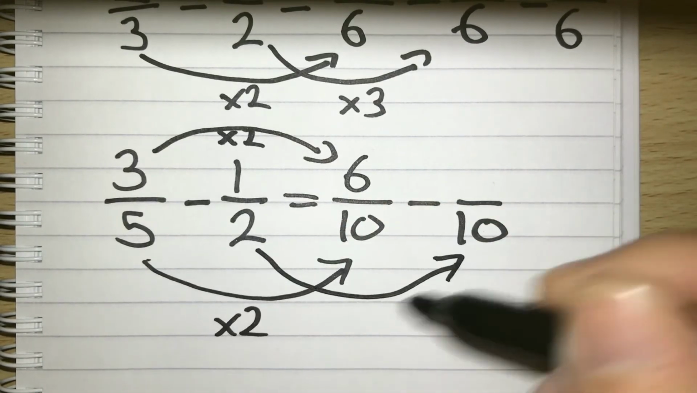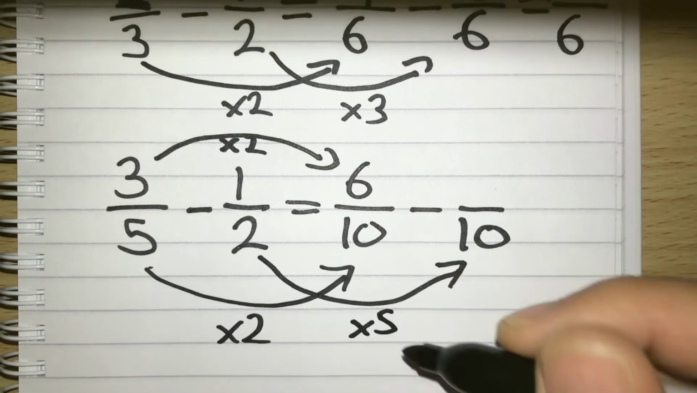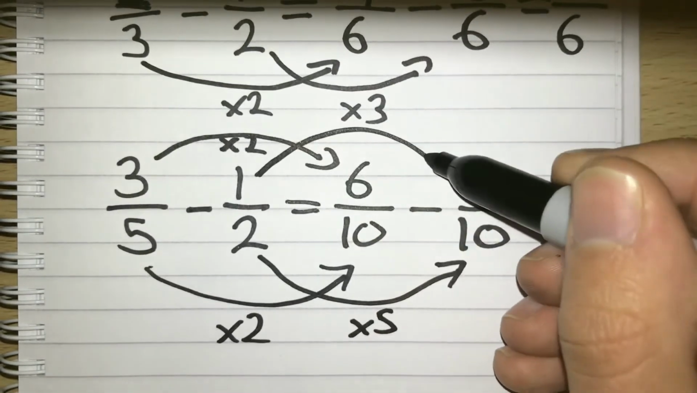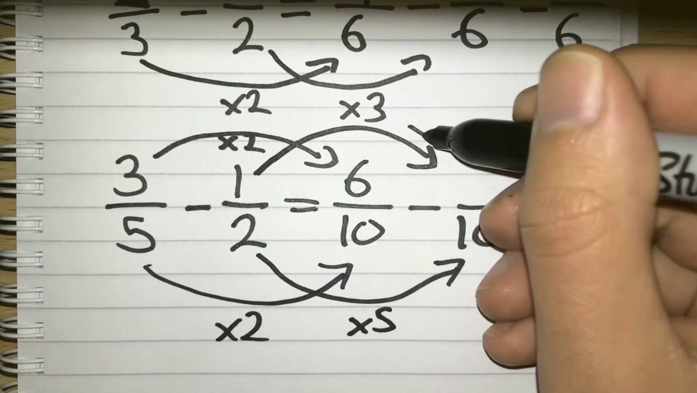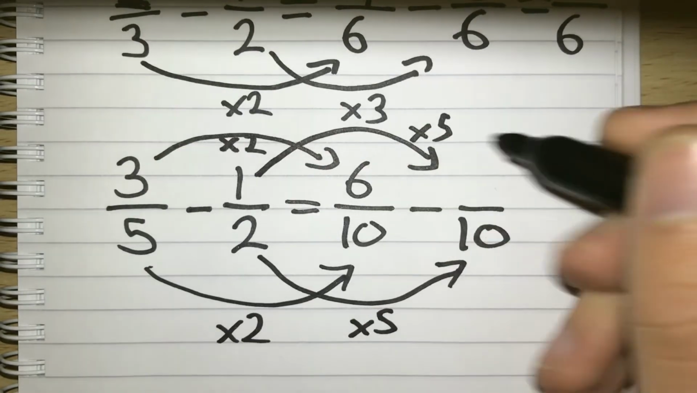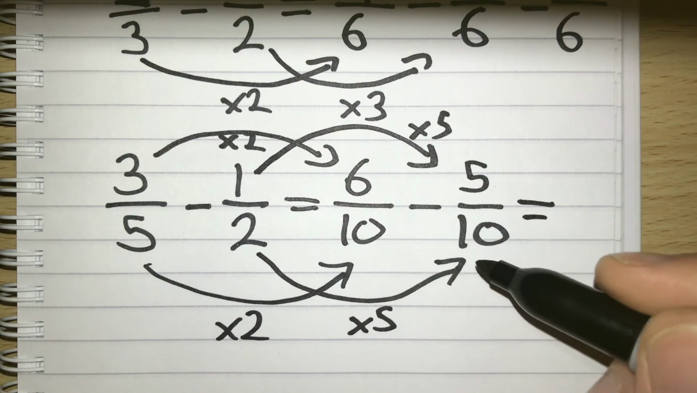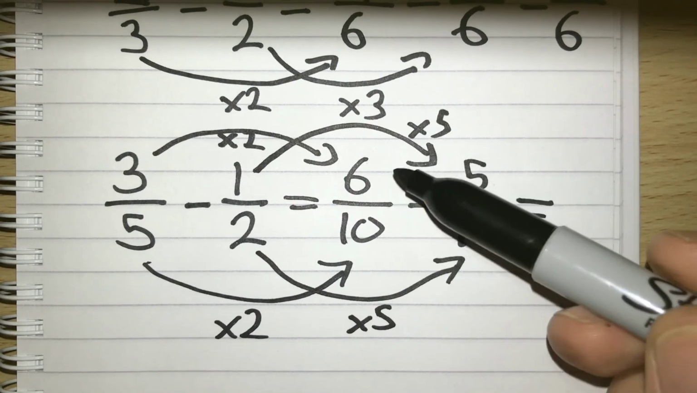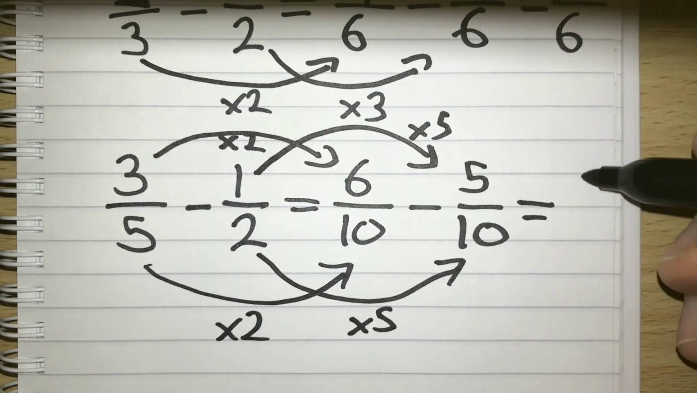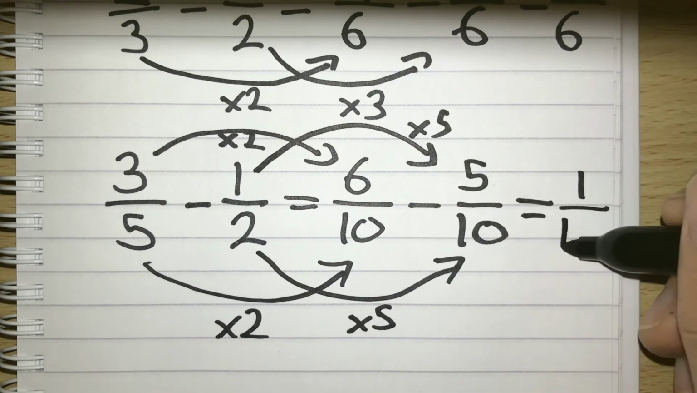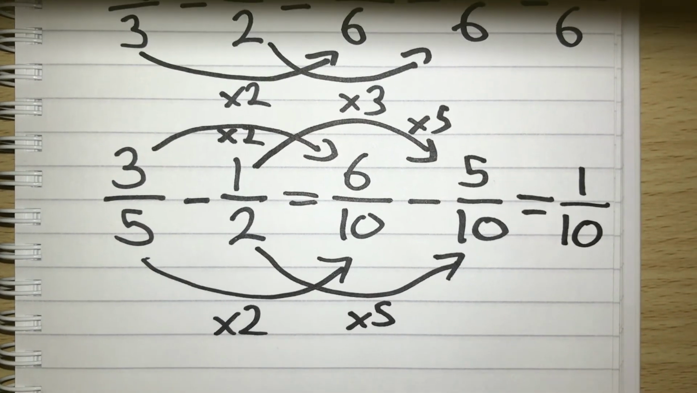And our second fraction, we've multiplied the denominator by 5. So we've got to do the same to the numerator. 1 times 5 gives us 5. Now we've got our denominators the same, so we can just subtract our numerators. 6 take away 5 gives us 1. And that's going to be over our denominator of 10. So the answer we get is 1/10.